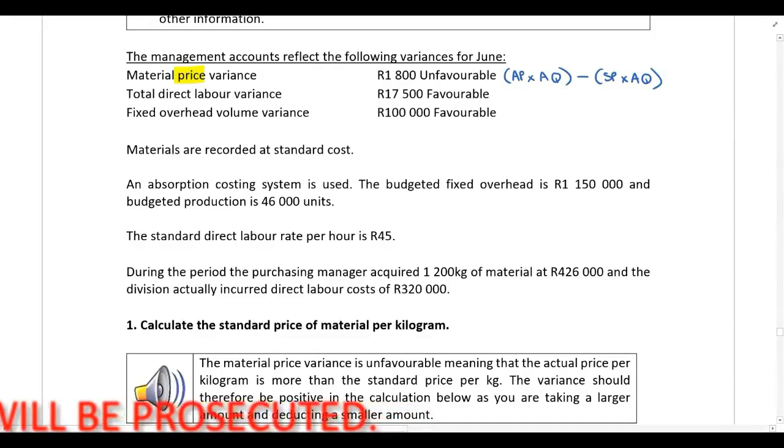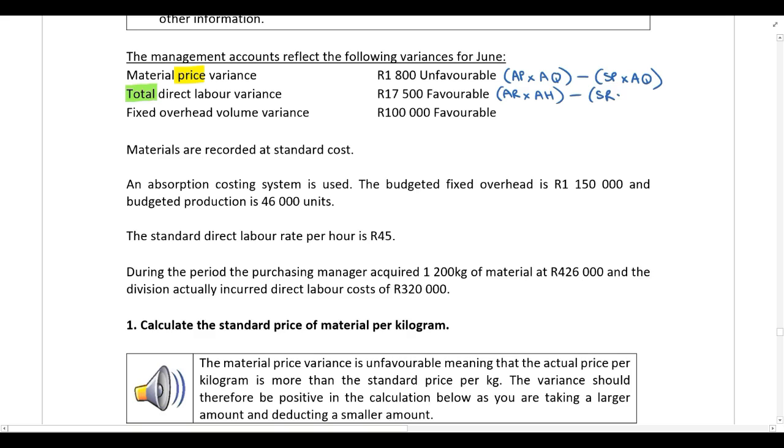You are then given the total direct labor variance. So if this is the total labor variance, it's the difference between the actual cost and the standard cost. So actual rate multiplied by actual hours, and the standard rate multiplied by standard hours. And just remember, these standard hours over here would be flexed to actual production.